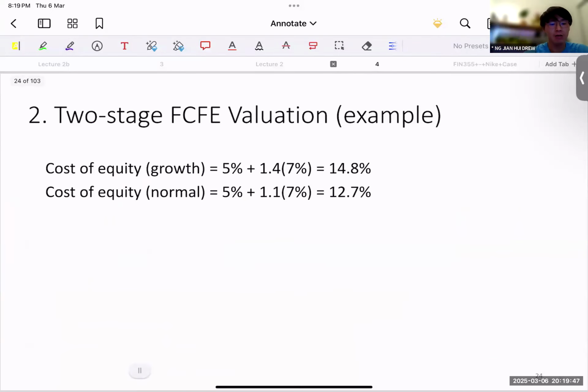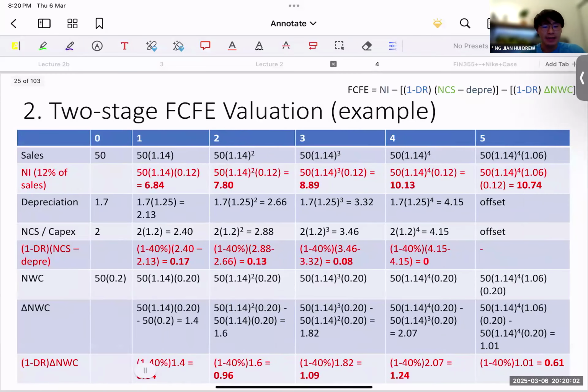So let's try to formulate our FCFE. For FCFE, we are just interested in the cost of equity. We calculated the cost of equity using our CAPM model at growth and normal stage. The numbers are the same as the previous example. Like I mentioned, because there's a debt ratio, we are going to use this formulation here.